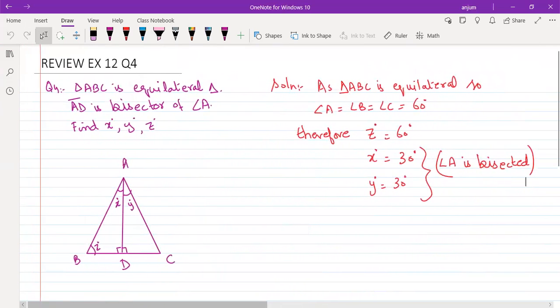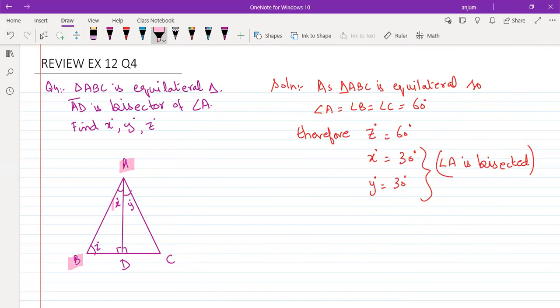Quite simple. We are given a triangle ABC, and it is an equilateral triangle, and AD is the bisector of angle A, and we have to find X, Y, and Z. As ABC is an equilateral triangle, and in an equilateral triangle all the sides are equal, all its angles are also equal. And for any triangle to have equal angles, the only possibility is that all the angles are 60 degrees. So in any equilateral triangle, all the angles will be 60 degrees. Therefore, angle A will be 60 degrees, angle B will be 60 degrees, angle C will be 60 degrees. So from here we can say angle Z is 60 degrees.